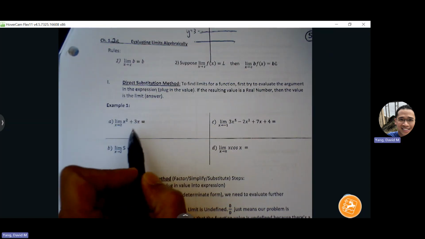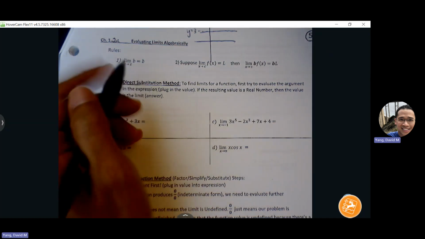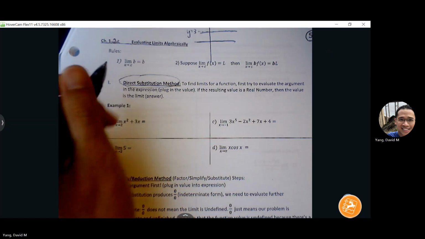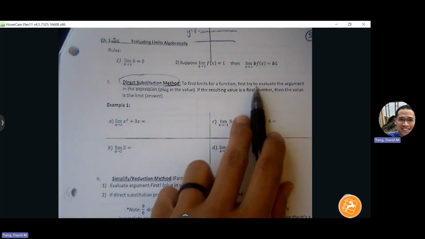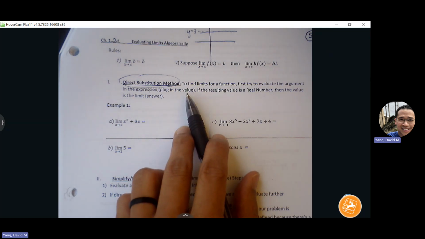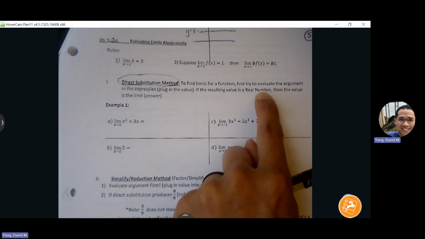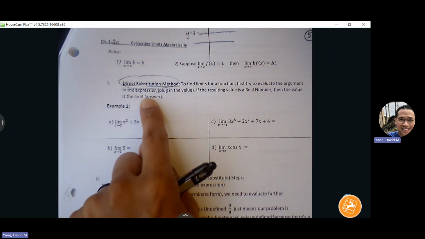Now, if we're dealing with an algebraic expression, we're going to basically do the direct substitution method to begin with. To find limits for a function, first try to evaluate the argument in the expression. We just plug in the value. Just pretend like you're finding the y value of a function and seeing what you get. If you get a real number, then there's nothing more to do. If my graph is continuous, it doesn't matter. My ordered pair and my limit are going to feel like one and the same. No change at all. So if the resulting value is a real number, we stop because that value is our limit.